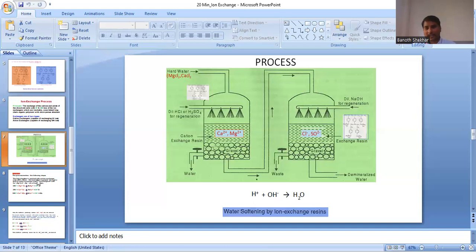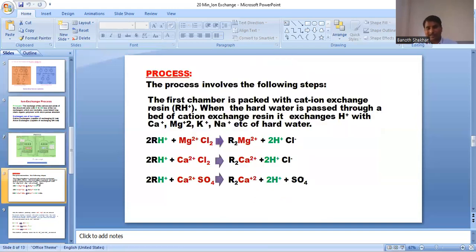Which kind of reactions are undergoing in this process? We are saying cation exchange and anion exchange. First, we will see the cation exchange chamber. Here the first chamber is packed with cation exchange resin containing H+ ions. When hard water is passed through the resin bed, the cation resin exchanges H+ with calcium, magnesium, potassium or any other cations.